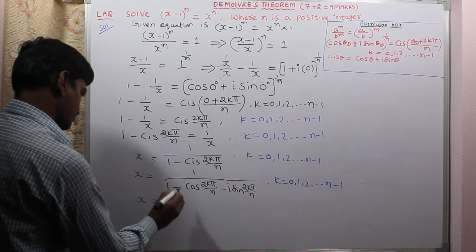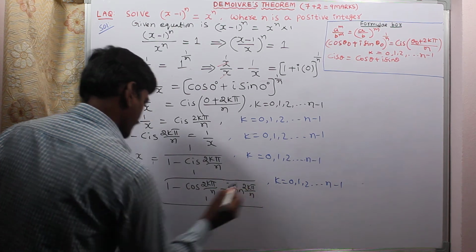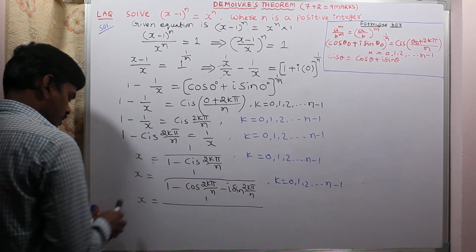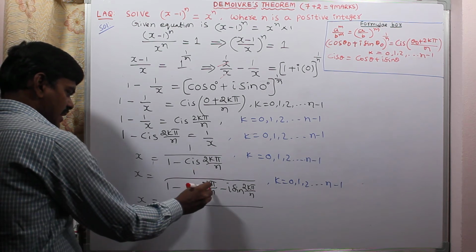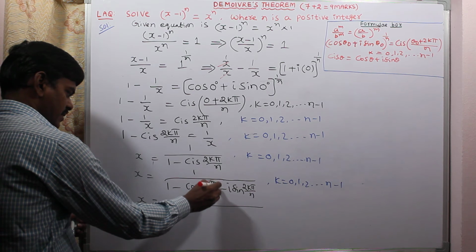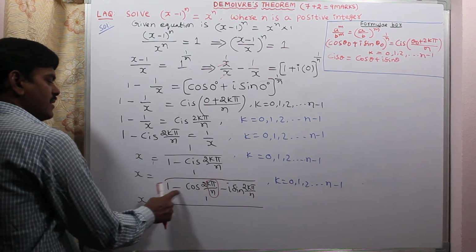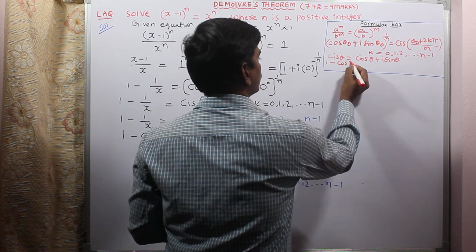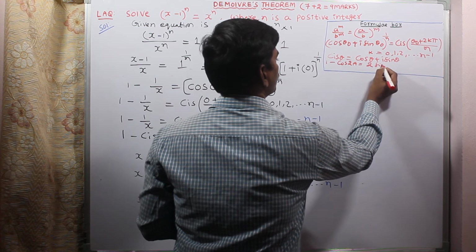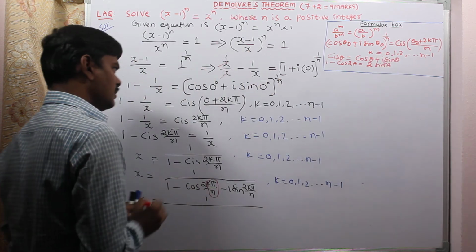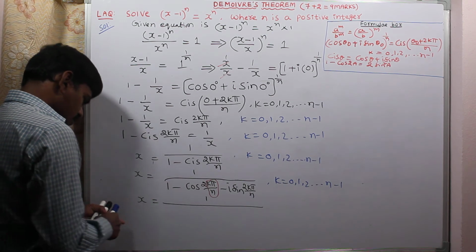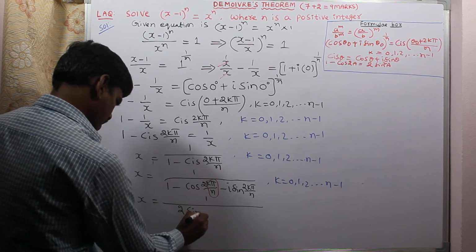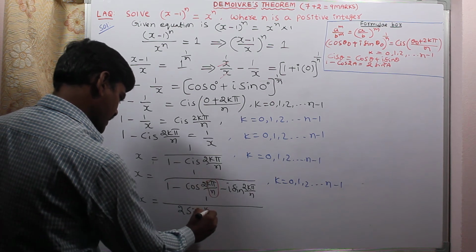Now x is equal to 1 by, this looks like 1 minus cos 2a, if you assume k pi by n as a. 1 minus cos 2a, we have a direct formula for 1 minus cos 2a: 2 sin square a. So this 1 minus cos 2a becomes 2 sin square a. What is a here? k pi by n.